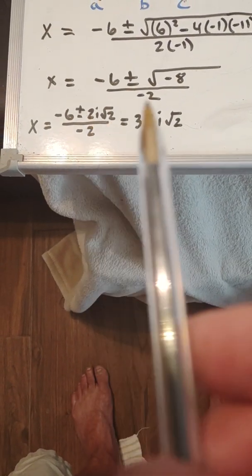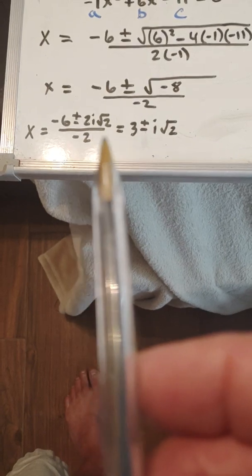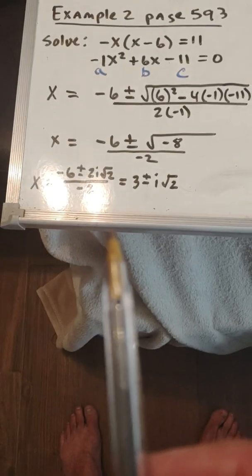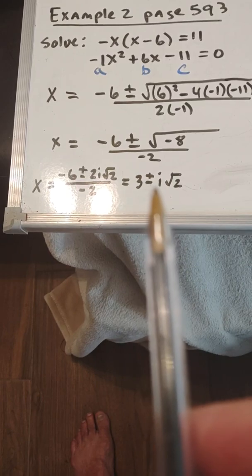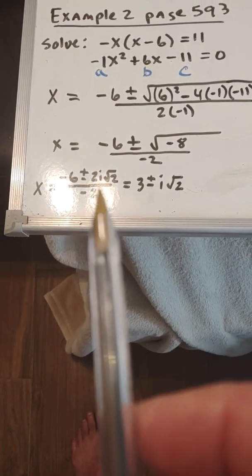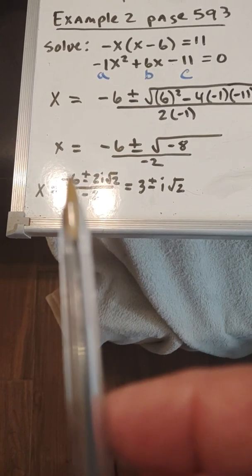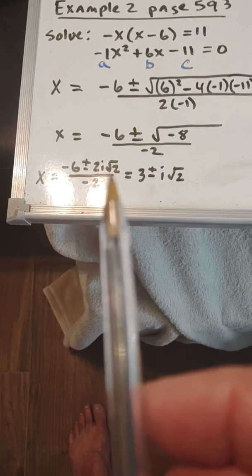We bring the i out, and then 8 becomes 4 times 2, which is square root of 4, so it becomes 2i square root of 2. When we divide the negative 2 in there, we get a positive 3, and then we get a plus or minus i square root of 2. So what we did here was reduce the fraction. Put the negative 2 underneath the negative 6, and the negative 2 underneath the 2i square root of 2.